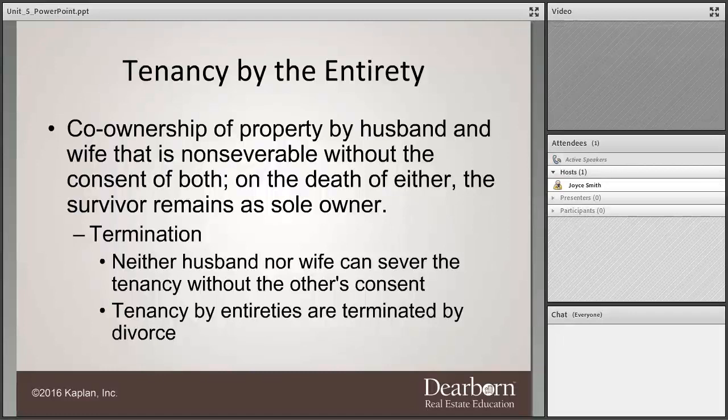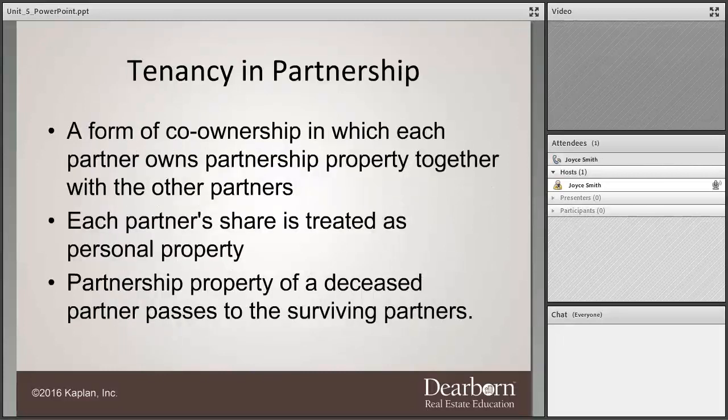The termination can't happen without the other's consent. And the tenancy by the entirety is terminated by divorce. And that's where the partition happens. They go to court, and the partition happens in the divorce decree where this tenancy gets terminated. Tenancy in partnership is a form of co-ownership in which each partner owns partnership property together with the other partners. Each partner's share is treated as personal property, and partnership property of a deceased partner passes to surviving partners. So this is kind of like the joint tenancy, it passes to surviving partners.